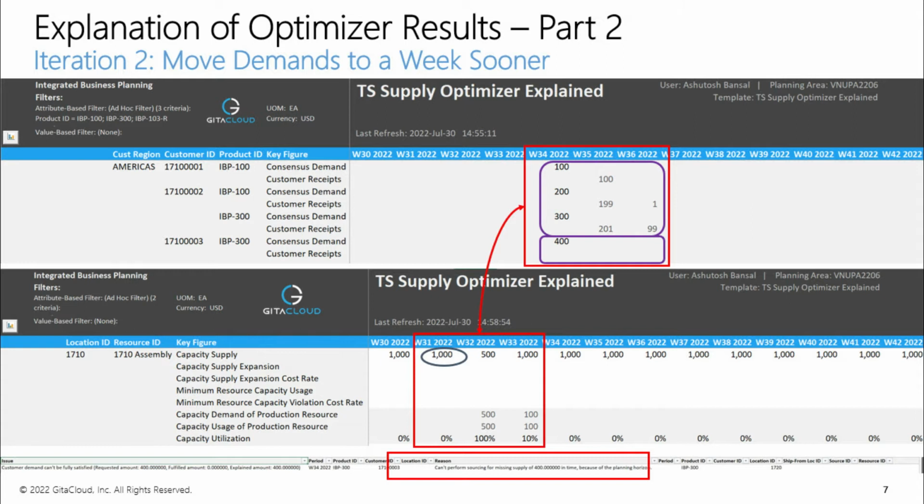Note that the planning horizon is also an issue for Customer 1 and 2, but they accept late shipments. You can see that demands for both Customer 1 and 2 are now fulfilled late.